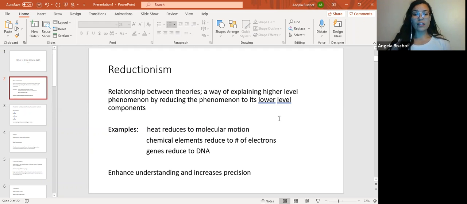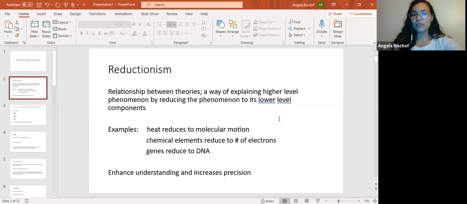So reductionism is a relationship between theories. It's a way of explaining higher level phenomena by reducing the phenomena to their lower level components. So it's a methodology that advanced the explanatory and predictive power of scientific theories.